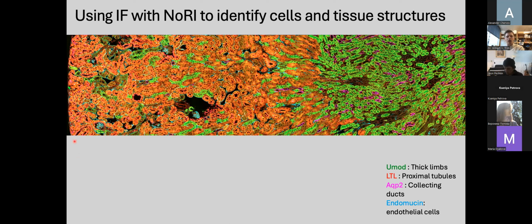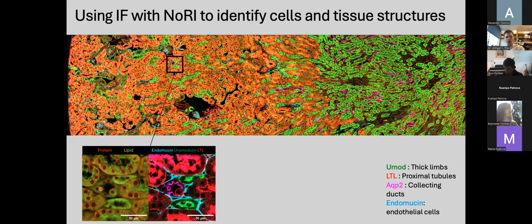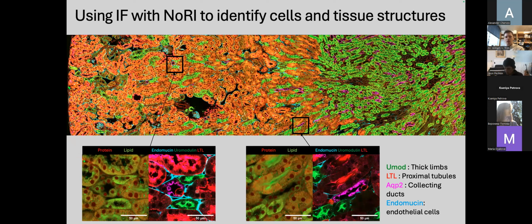But just to show you, if we take distinct regions here, we can see NoRI on the left, very clear, very clean protein and lipid. And then the immunofluorescence, importantly, is completely compatible with this. We can see different regions here. And this really has endless scope because there are tens of thousands of potential markers, dozens of cell types. So we've got a lot of scope here to develop.